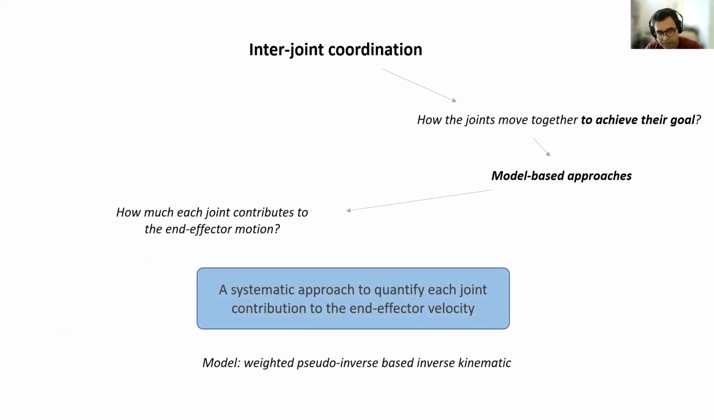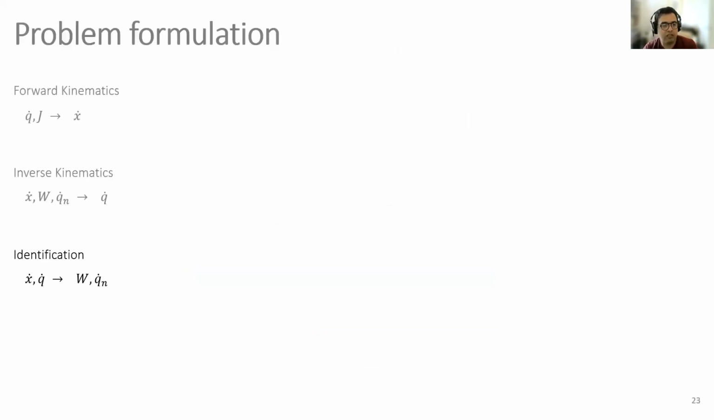Coming from the previous work where I used weighted pseudo-inverse kinematics, it is not so surprising that I was thinking of using the same model to model the human kinematic data. The difference is that we have forward kinematics and inverse kinematics, but the problem identification is that we have this pair of x dot and q dot, and we want to figure out what the weight matrix is and what the null space velocities were.